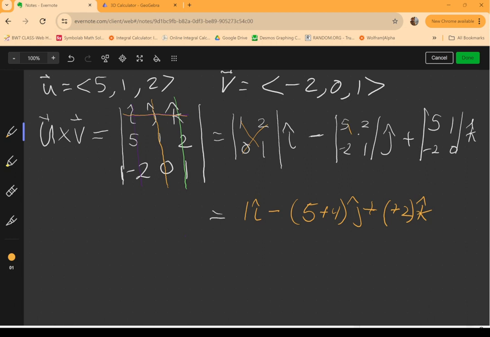Again, each one of these is a 2 by 2 determinant. Simplifying, we get 1i minus 9j plus 2k, or 1, -9, 2, which was the exact same solution we got doing it the other way. So this is how to calculate a cross product using the determinant.